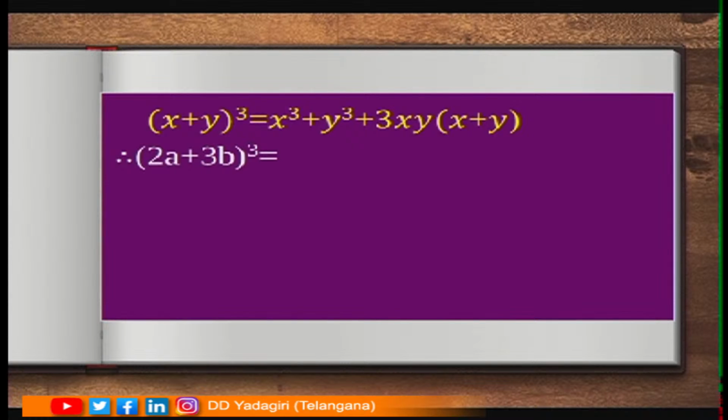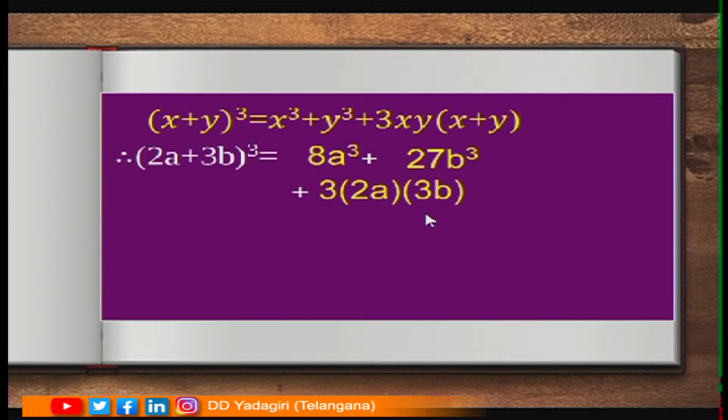So, now you got (2a) whole cube, you can write it as 8a cube. You can write y cube, y is 3b, so (3b) whole cube you can write as 3 cube into b cube. So, 3 cube is 27, 27b cube. Then you got 3xy. So, 3 into 3b into 2a: when you multiply 3 into 2, 6, 6 into 3 is 18. So, you get 18ab and you get x plus y as 2a plus 3b as it is. So, you got 8a cube plus 27b cube plus 18ab into (2a plus 3b).